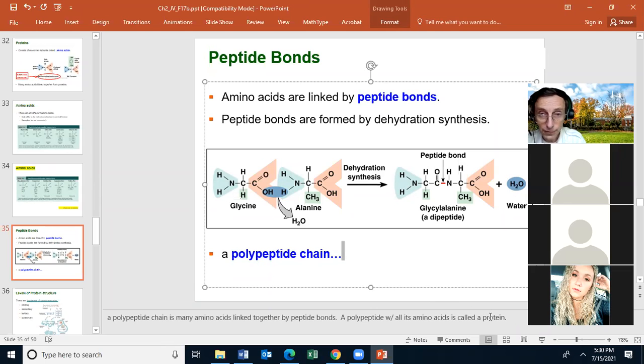If it's all finished growing, meaning all finished adding amino acids to it, that's when we call it a protein. If it's any size smaller than the final protein, we call it a polypeptide. So a polypeptide is just a chain of many amino acids linked together, and when all of them are added, that's when we call it a protein. Any question about any of that?